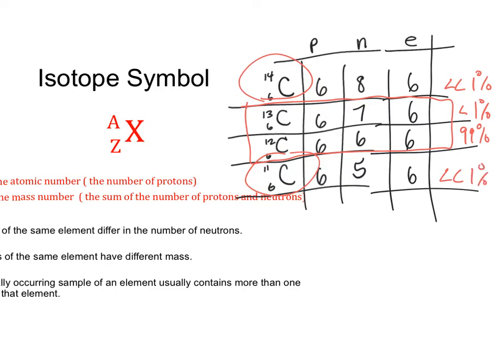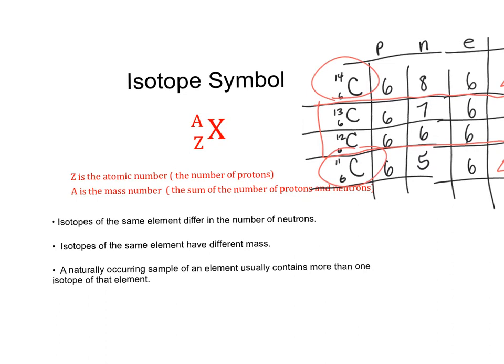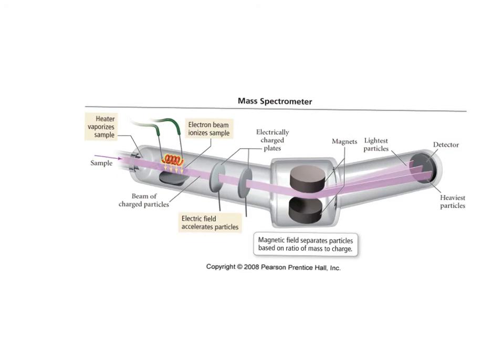Okay, so then we have isotopes of the same element have different masses. A naturally occurring sample of an element usually contains more than one isotope of that element. You can look up a table of isotopes on Wikipedia, and you will see how many isotopes there are for each element.